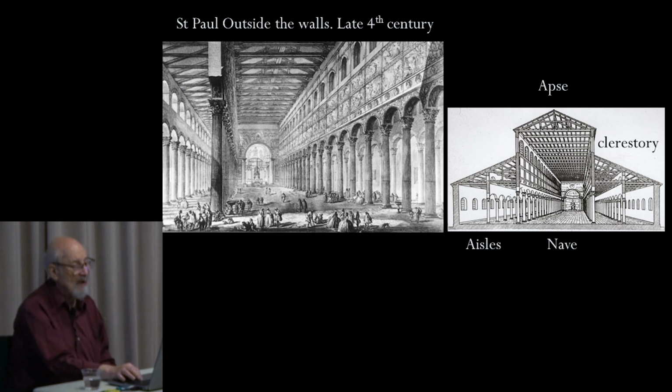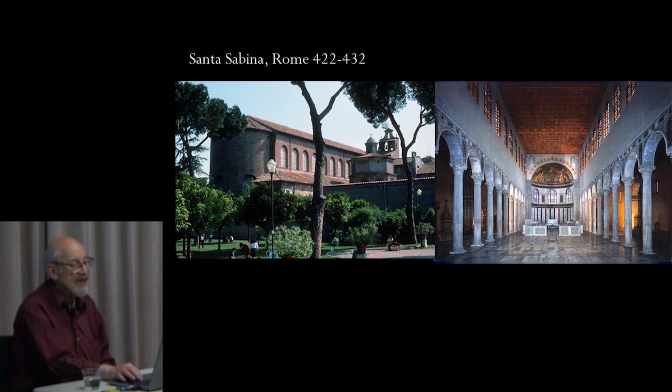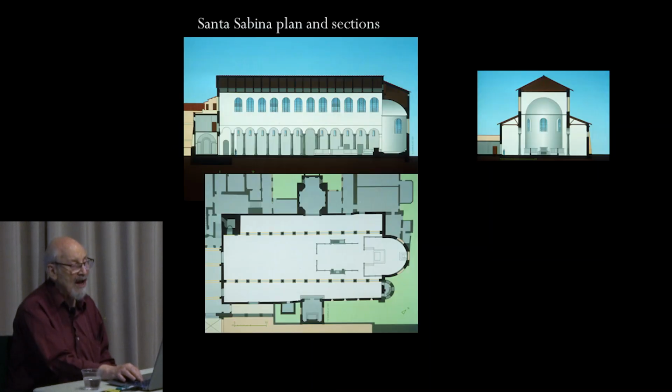So here's some other early Christian churches. Santa Sabina, a beautiful little church, and here's a section and a plan so we can see how it worked. In the upper left side, you can see how the light comes in through the clerestory windows, which are shown on the section here. And so the church would be well illuminated.